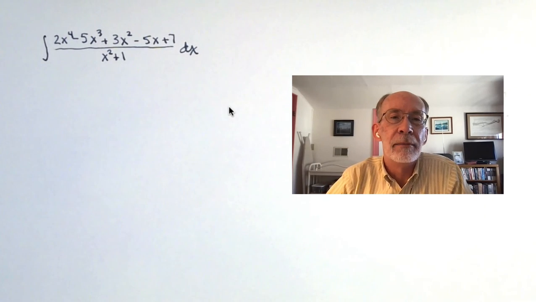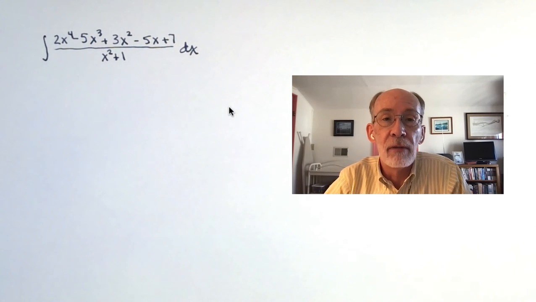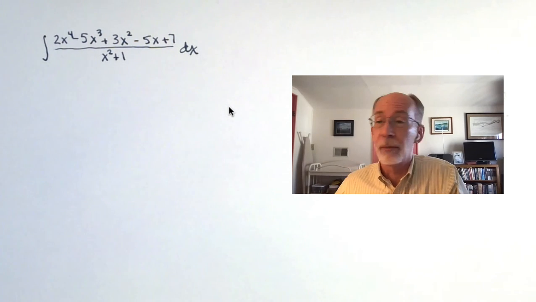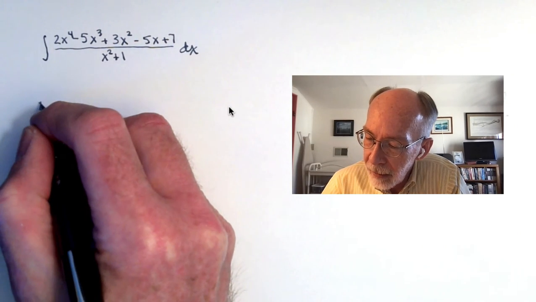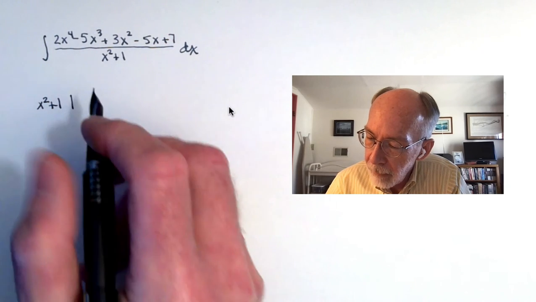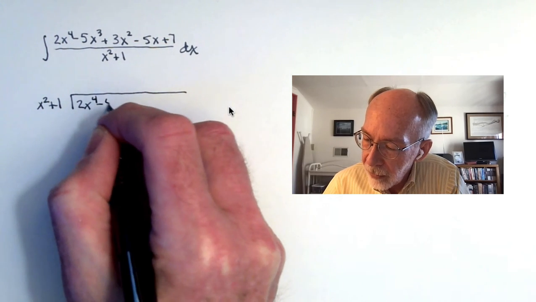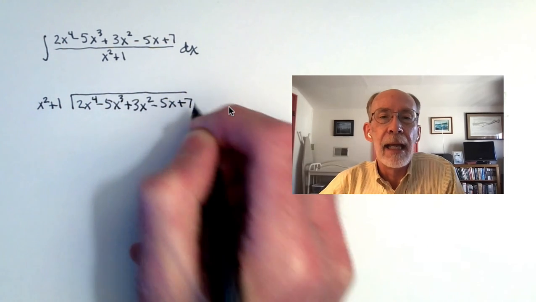Here is our second example, the integral of 2x to the fourth minus 5x cubed plus 3x squared minus 5x plus 7 all over x squared plus 1. And we have here a quadratic divisor, which complicates things a little bit. It's not factorable there down below, and so we're not going to be able to use synthetic methods. We're going to have to just gut it out the long way, and so we'll go ahead and do that. So my divisor is x squared plus 1. My numerator is 2x to the fourth minus 5x cubed plus 3x squared minus 5x plus 7. And here we go.